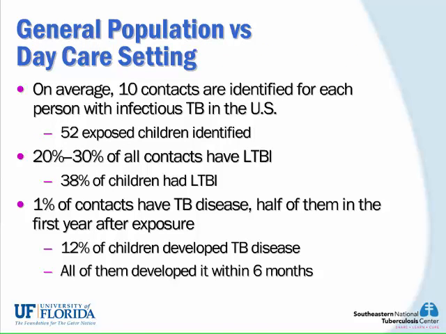So if you compare with the slide that I showed you before, the averages for a regular general population contact investigation, as I said, usually 10 contacts are identified. We identified 52 exposed children. Usually 2 to 3 out of 10, or 20 to 30% of the contacts, have LTBI. We had almost 40% of the children with LTBI.